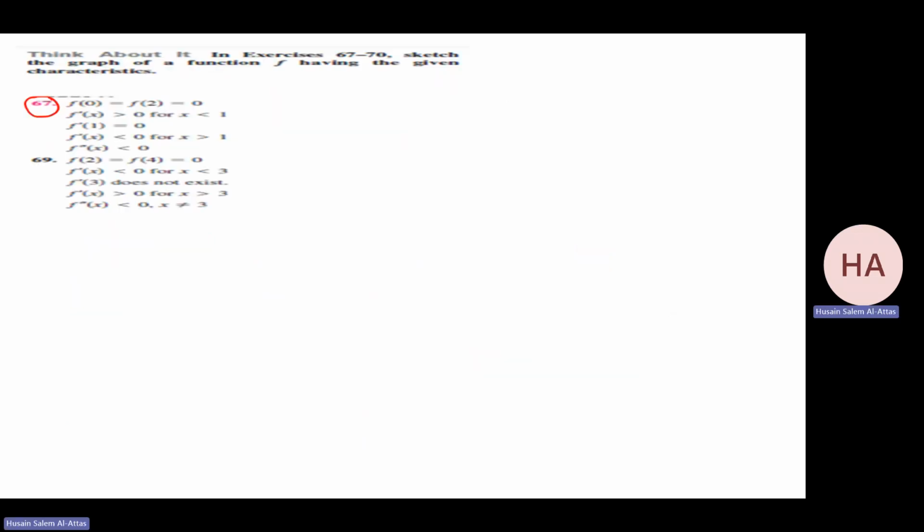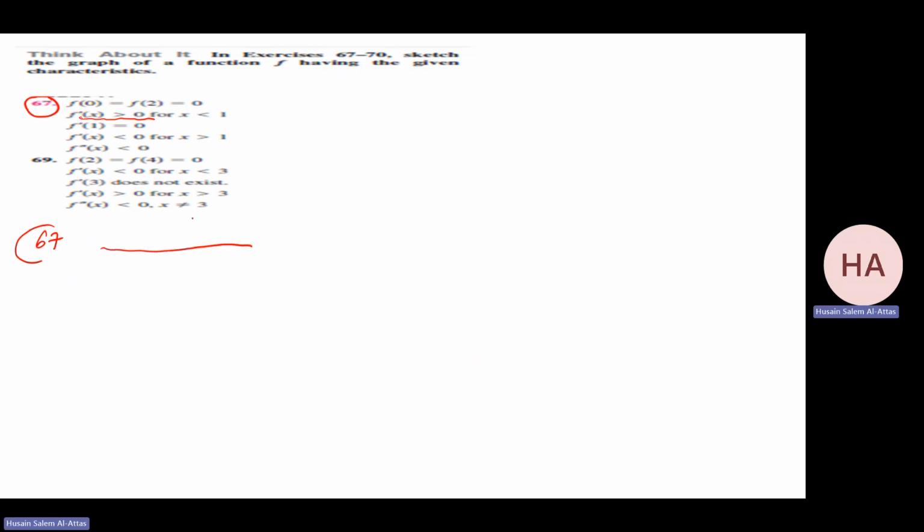Okay, think about it. Sketch the graph of a function having the given characteristics. Now it's the other way. He gave us some information and he wants us to graph the function. Number 67. I have f prime positive, so it's increasing. Number 67. Let me put the information.